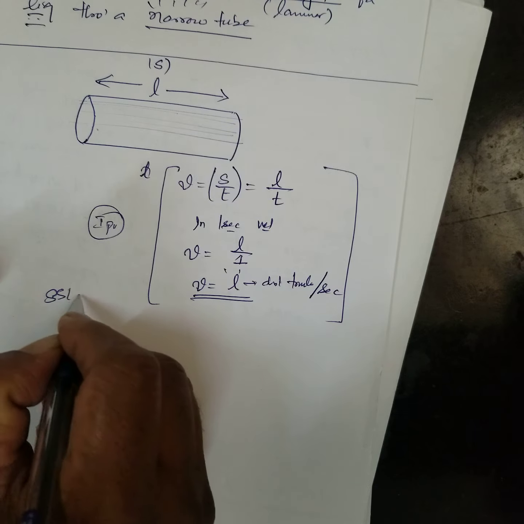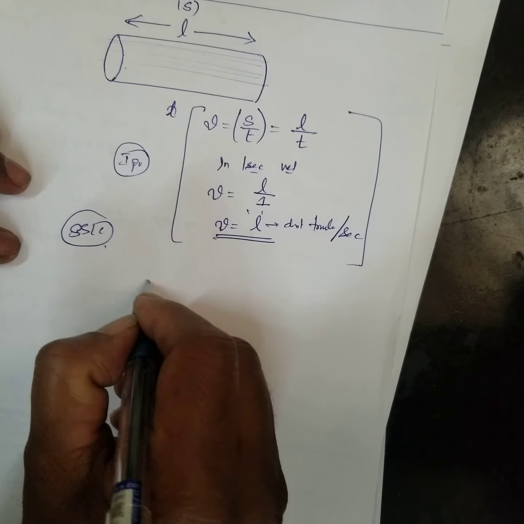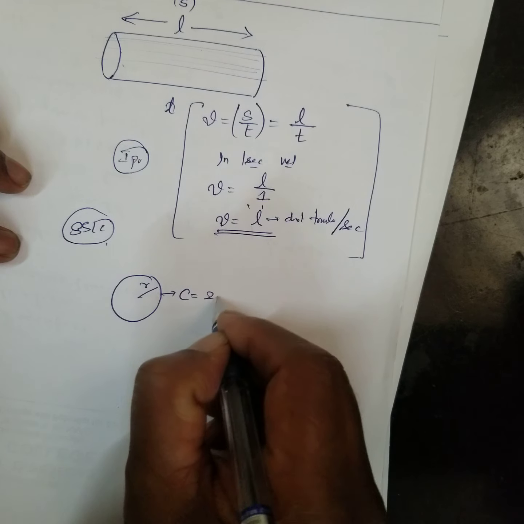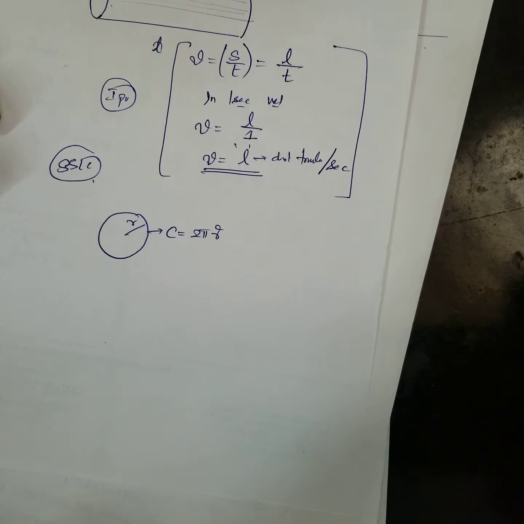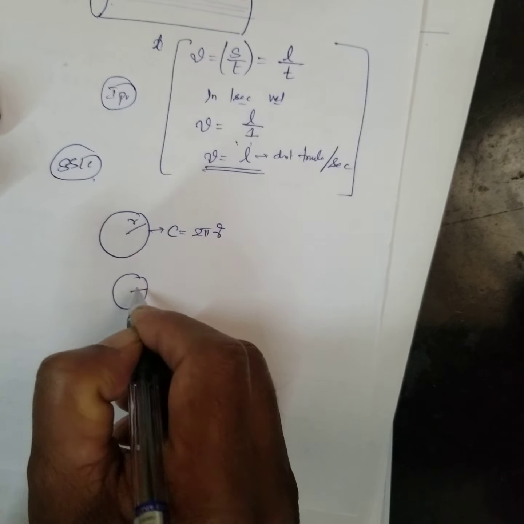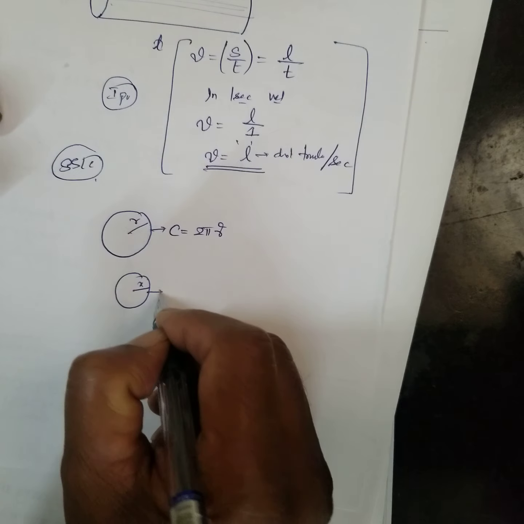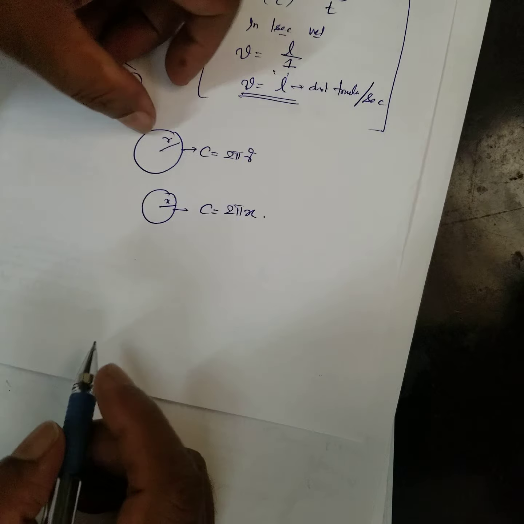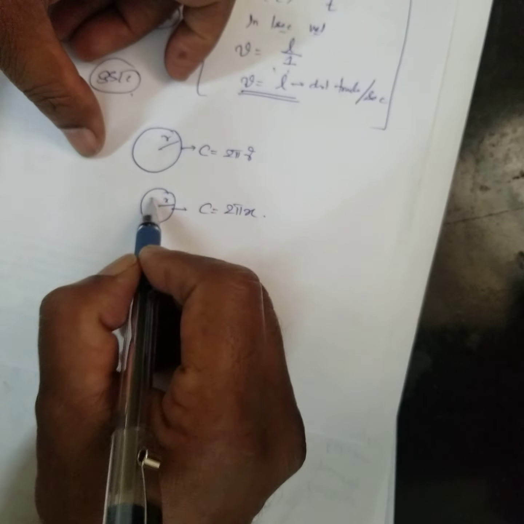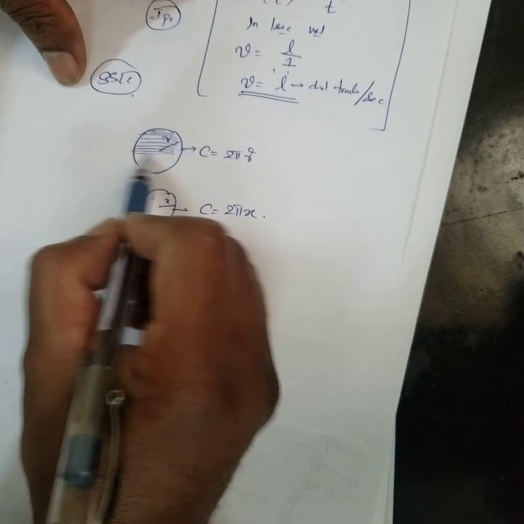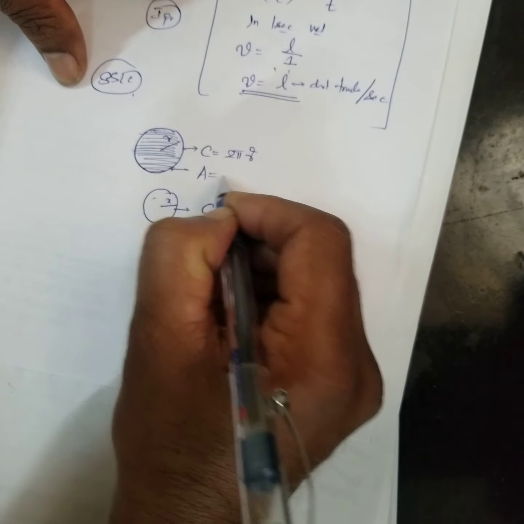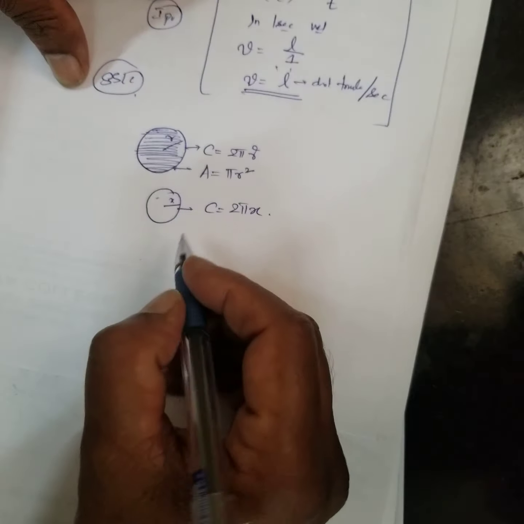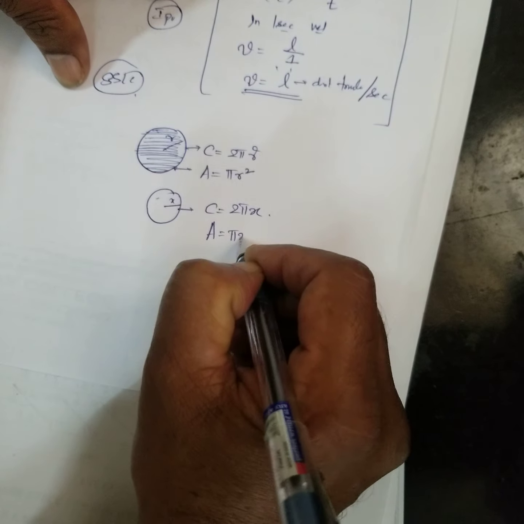And in SSLC, at 12th standard, what is the circumference of a circle? If R is the radius, the circumference is 2 pi R. Suppose I write X as the radius, then the circumference is 2 pi X. Now, what is the area of a circle? The area of a circle is pi R square. Here, the area is pi X square.